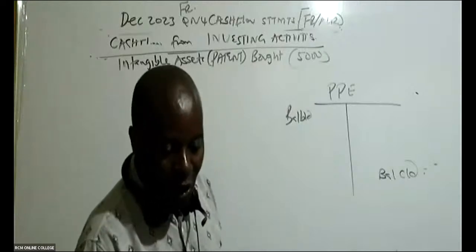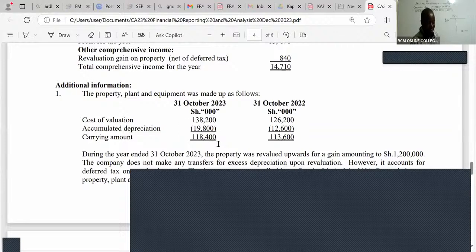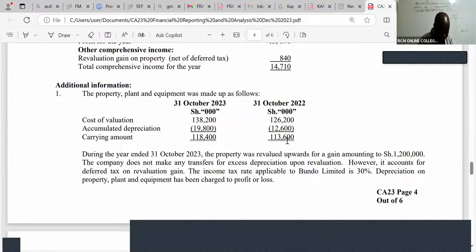So track this in your balance sheet. Property, plant, and equipment, track this in your balance sheet. Actually, it's even given here. You can see the property, plant, and equipment were made as follows. You can see 2022, the brought down is 113,600. And the carry down is 118,400.